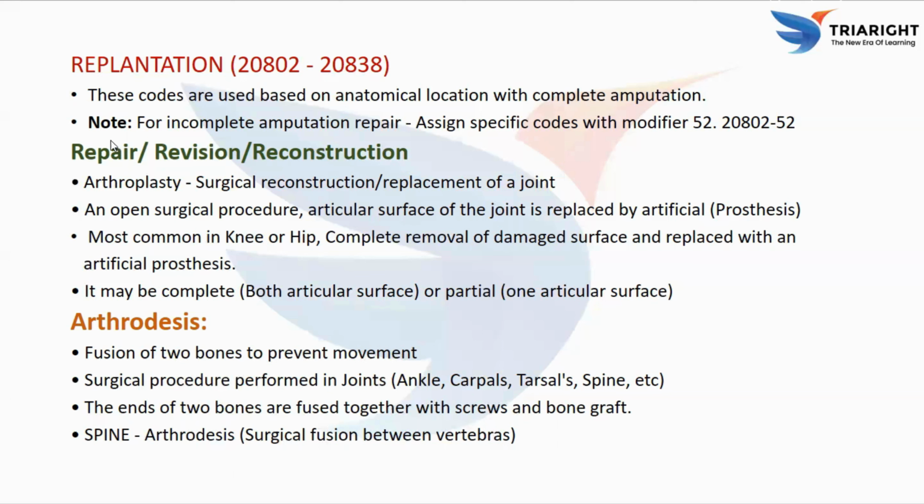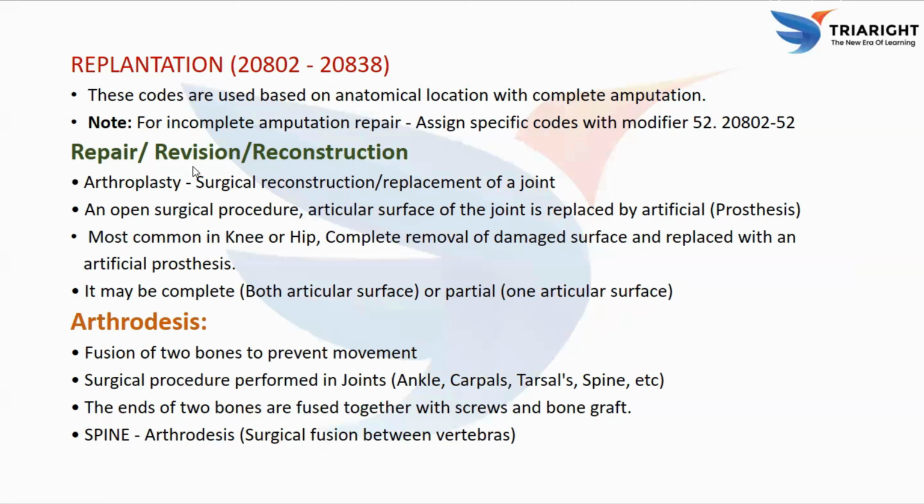So what is the important note under replantation? Incomplete amputation. If the body part is not completely amputated or not completely severed, do not use these full replantation codes. You have to use the appropriate repair code and append modifier 52. Modifier 52 is a reduced service code. For example, there is a partial finger amputation which is repaired surgically. So you have to assign code 20,802 with modifier 52.